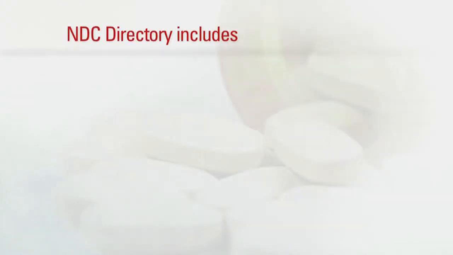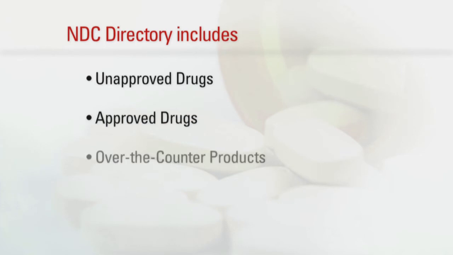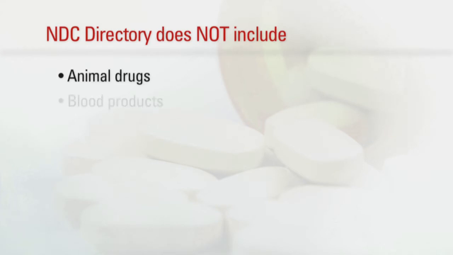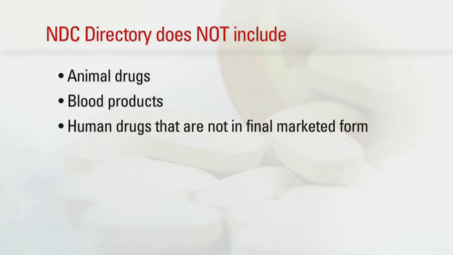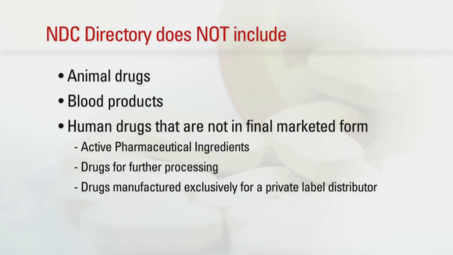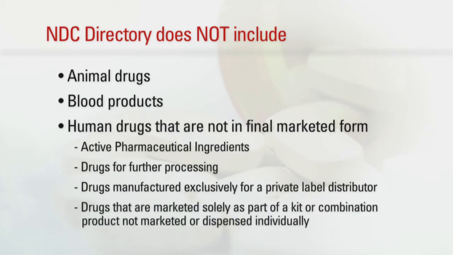FDA tries to ensure that the new NDC directory includes information on all listed drugs in U.S. commercial distribution in their final marketed form, as submitted to the FDA by the labeler. It includes both unapproved and approved drugs, some over-the-counter products, and vaccines. The directory does not include animal drugs, blood products, or human drugs that are not in final marketed form, such as active pharmaceutical ingredients, drugs for further processing, drugs manufactured exclusively for a private label distributor, or drugs that are marketed solely as part of a kit or combination product not marketed or dispensed individually.